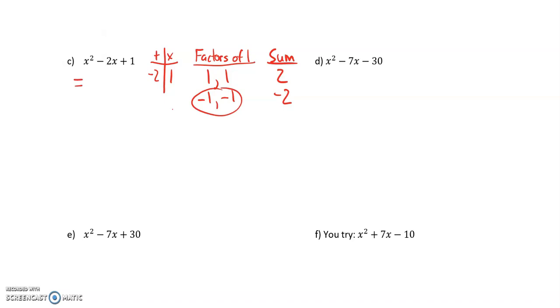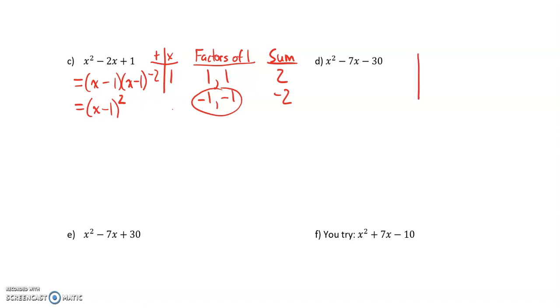And this can be written as x minus 1 times x minus 1, which, if you picked up on this from before when we expanded, this is the same thing as x minus 1 squared. Because anytime you have a factor times itself, you can write it as that single factor squared.